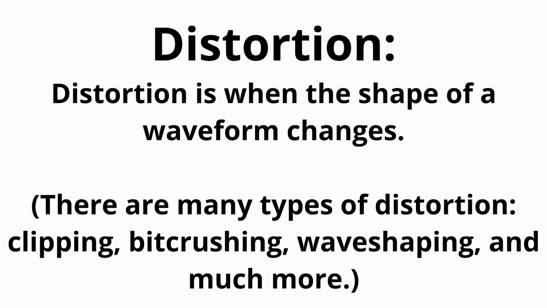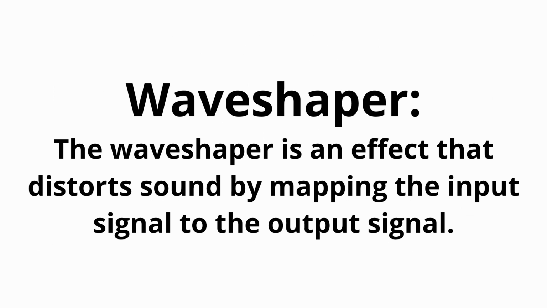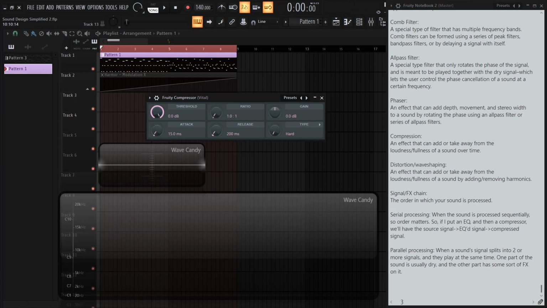Distortion is when the shape of a waveform changes. The waveshaper is an effect that distorts sound by mapping the input signal to the output signal. So let's see what happens when I compress a sine wave too much. So I'm going to bring the attack down all the way and the release down all the way. And let's see where the threshold should be.